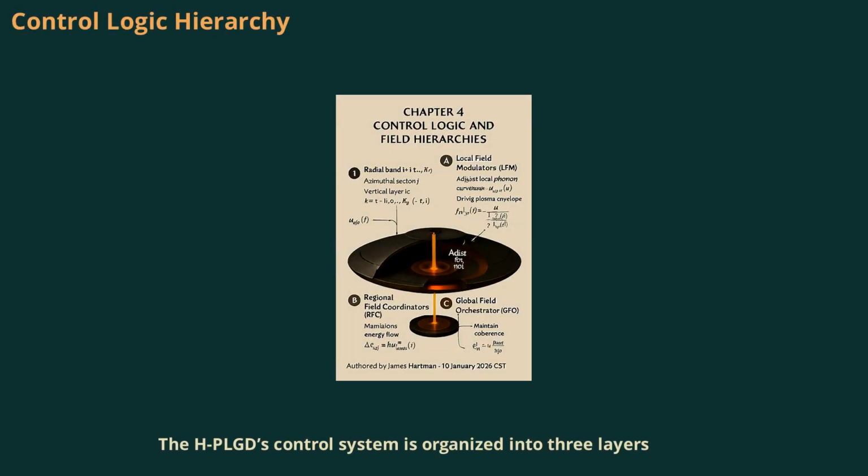H-PLGD's control system is organized into 3 layers: local field modulators, LFM, regional field coordinators, RFC, and the global field orchestrator, GFO. Each layer manages different aspects of field modulation, from local curvature and phase to global coherence and flight commands. This hierarchy ensures robust, real-time control over all subsystems.